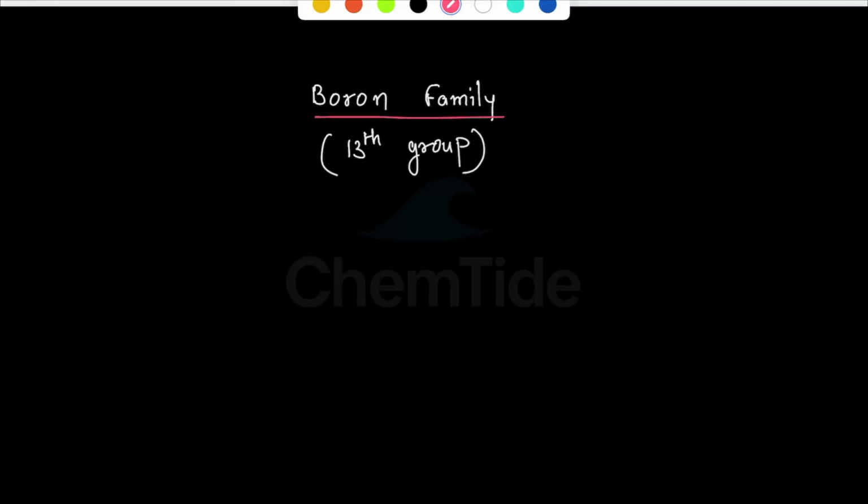Today we are going to do boron's family. This is the 13th group. So we are doing the important properties at a glance, which will be helpful for JEE and NEET purpose. In this family we have boron, aluminium, gallium, indium, and thallium.